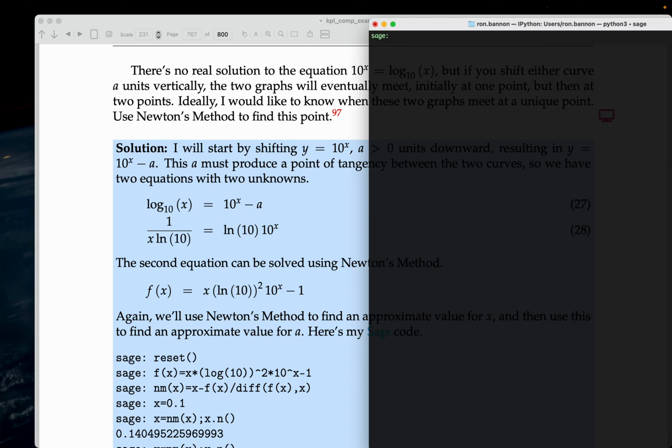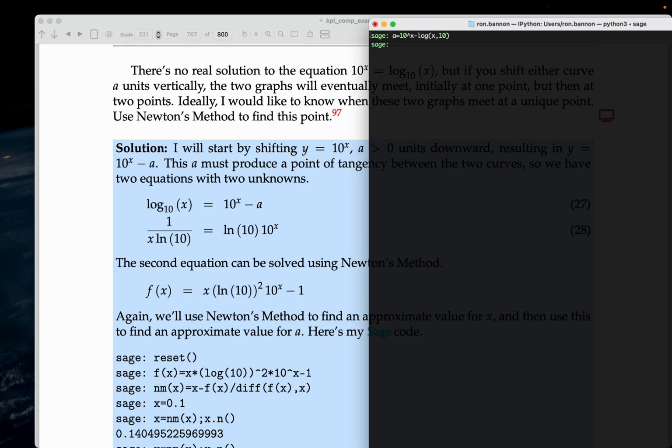What I want to do is A is equal to 10 to the x. Again, I'm looking at this equation over here. Minus log x base 10. All right? And when I hit return, I got the A now.